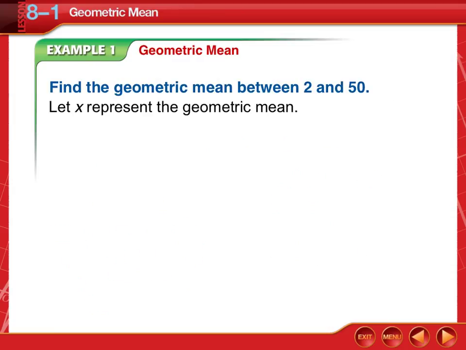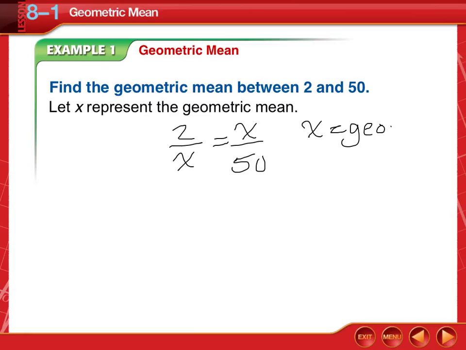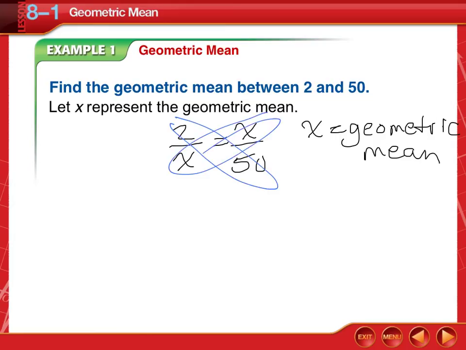So let's take a look at another example. Find the geometric mean between 2 and 50. We would say the geometric mean: 2 is to X as X is to 50, and in this case X is our geometric mean, and we're going to cross multiply. And we get X squared equals 100. And therefore, taking the square root of both sides, you should see that X equals 10.